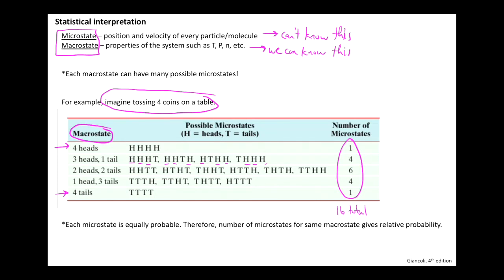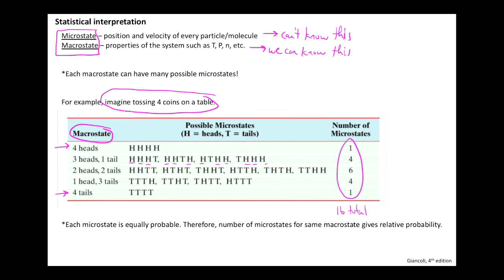You're thinking, like, what does this have to do with anything? Yes. We're getting there. One second. We'll get to the gases, or the molecules of gas. Okay? So this is just with 4 coins.